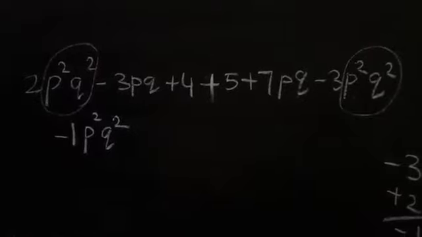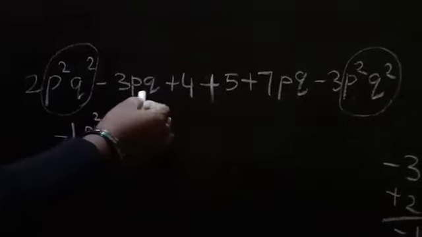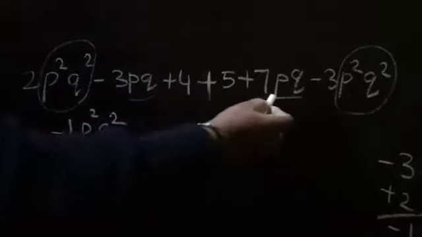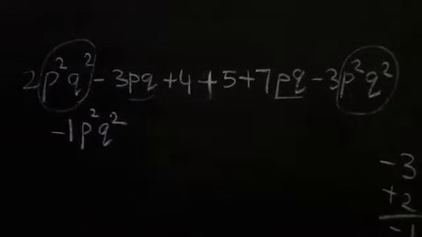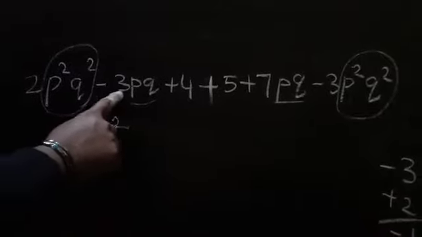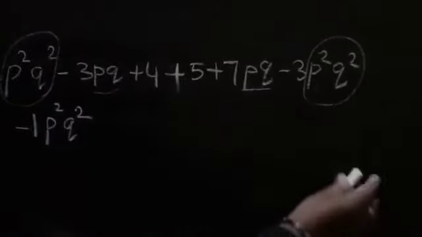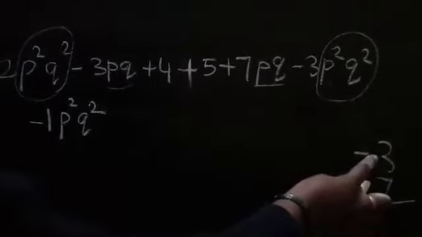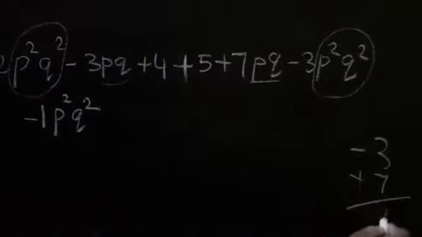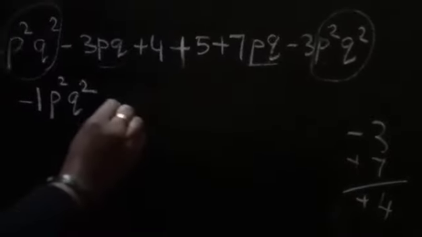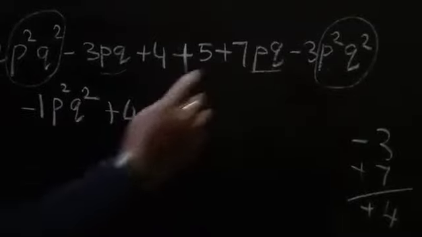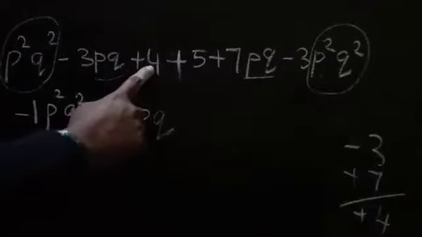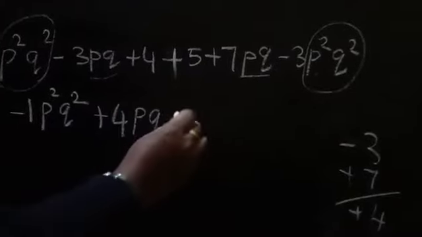Then the next variable I should check, it is pq. So where is PQ again? Here I have PQ. So this term and this term have the same variable, but the numbers are minus 3 plus 7. So from 7 if you do minus 3 we get plus 4. So plus 4, which term? PQ term we have. Then here the number terms are plus 4 plus 5.